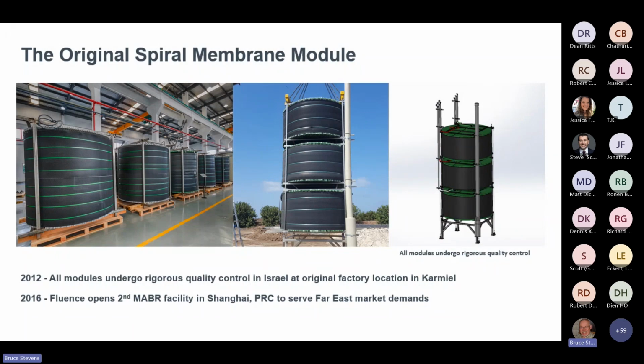We began making these modules over in Israel in 2012 and continue to make them there, as well as at another factory we opened in early 2017 in Shanghai. There's been a lot of sales of these units in the Far East. It's a very effective energy-driven area, so they've been very lucky to put in close to 300 systems in that region of the world.